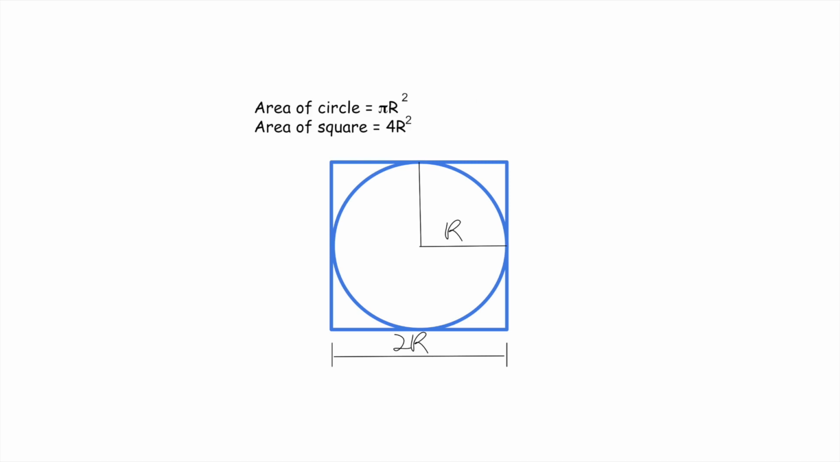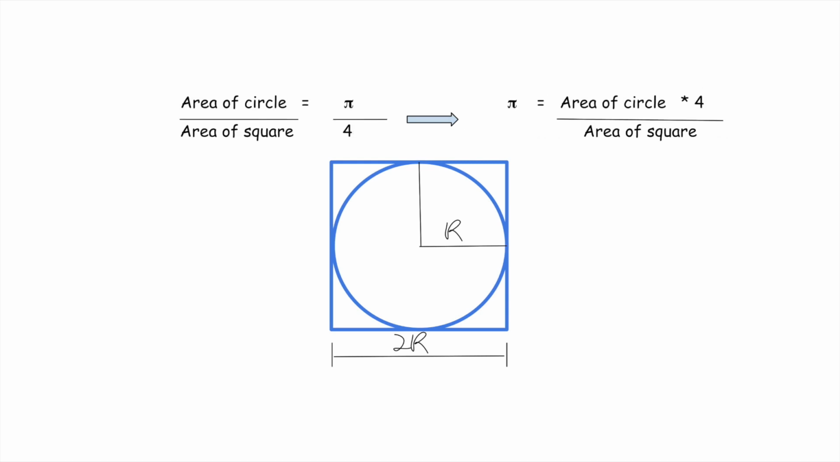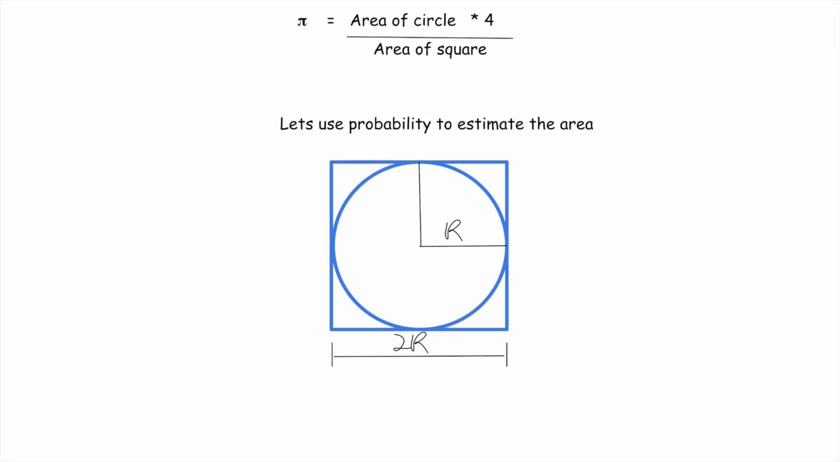We know that the area of the circle is pi r squared, and the area of the square is 4r squared. Taking the ratio of areas, we get area of circle divided by area of square is pi by 4. Hence we can express pi as area of circle times 4, divided by area of square. Now we can use probability to estimate the ratio of the area of the circle to the square without actually calculating it.